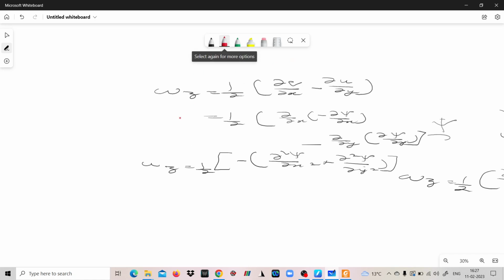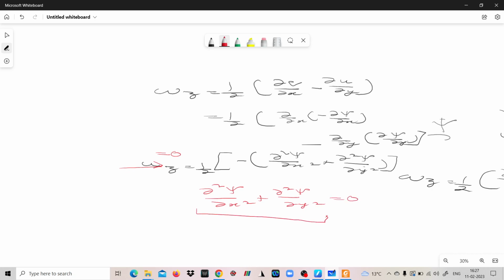then this omega z term will be equal to 0. So from this equation, what will you get? Del 2 psi by del x square plus del 2 psi by del y square is equal to 0. This is the Laplace equation in terms of the stream function psi. So how have we obtained this Laplace equation for stream function psi? When we have assumed that this omega z, that is the rotational component, is equal to 0. It means that it represents the irrotational condition. So this is again a very important condition.